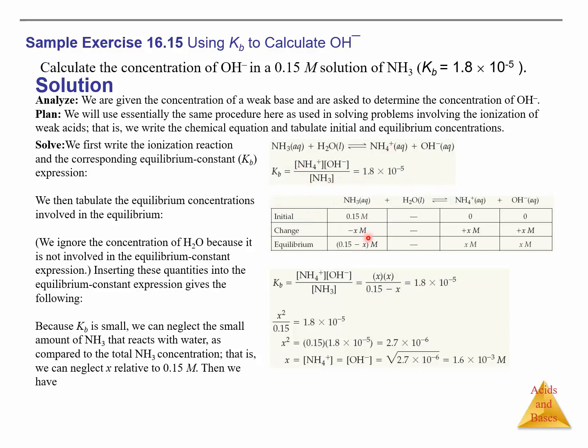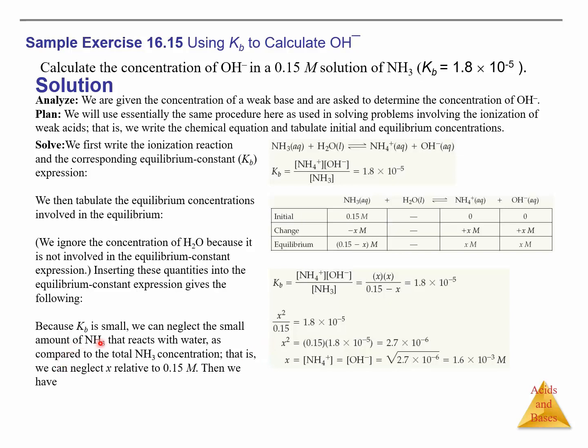We construct the table. The starting concentration of ammonia is 0.15 molar, and NH4+ and OH- are 0. The expected change is minus x for ammonia, and plus x, plus x. The equilibrium concentrations are 0.15 minus x, x, and x. Then we plug it into this formula.